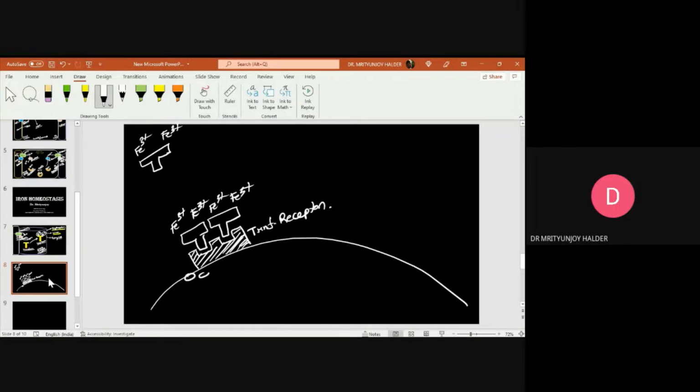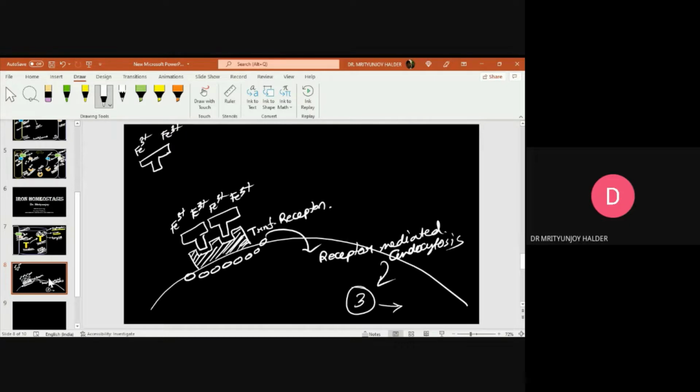Now, what happens? Some clathrin coated mechanism will occur, and you know what the process is. The process is called receptor mediated endocytosis. With the help of this process, the transferrin receptor along with the transferrin molecule and the ferric atom, all three components, are internalized.